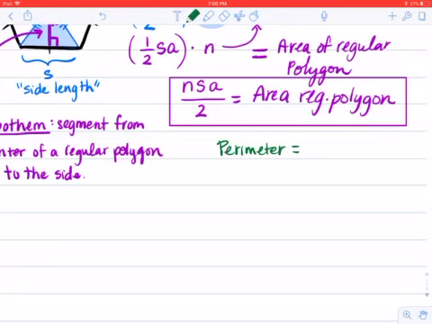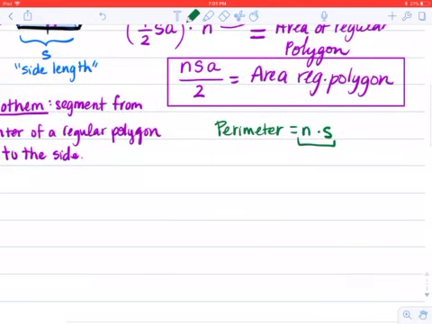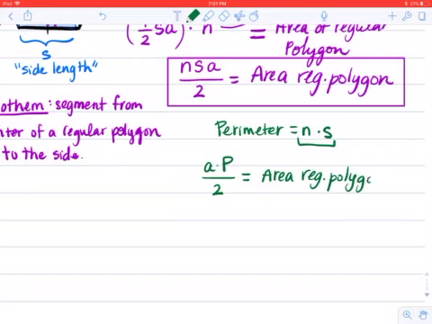Let's think about that. Perimeter is adding up all the sides, right? But if they're all the same, I could just take the side length and multiply it by however many sides there are. Okay, well, n times s, that right there, is n times s in my other formula, NSA over 2. So if I replace this and I put apothem times perimeter over 2, that's also going to give me the area of a regular polygon.